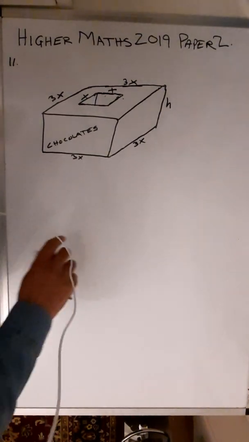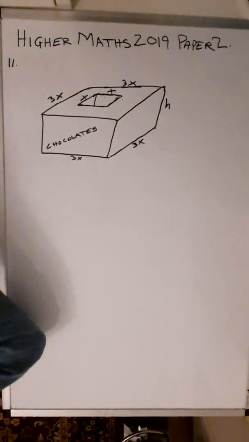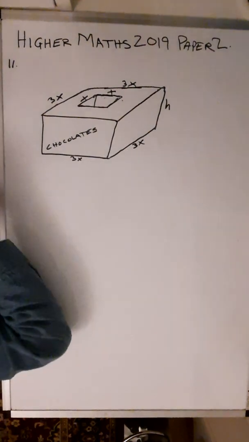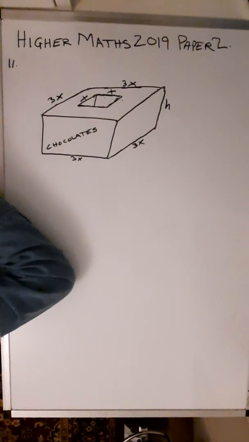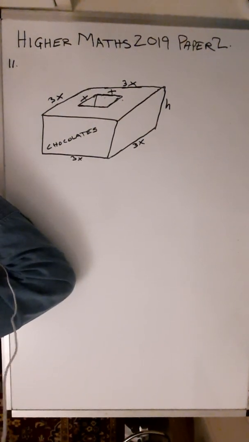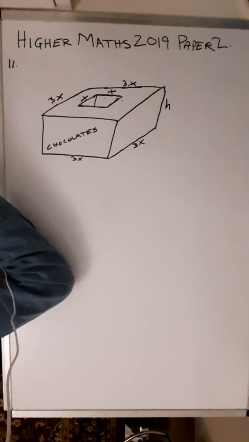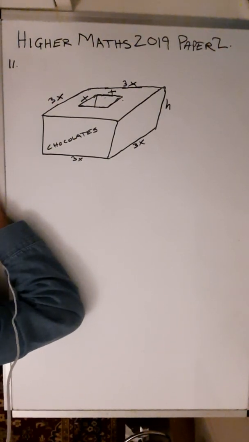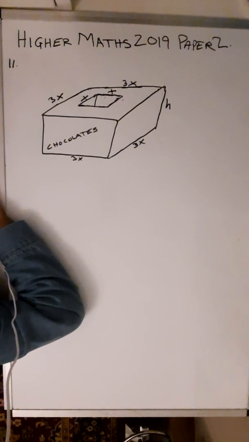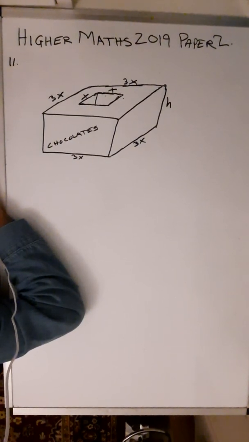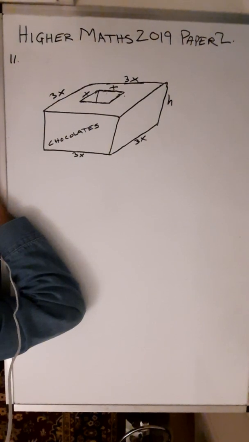March 2019, paper 2, question 11. A manufacturer of chocolates is launching a new product in a novelty-shaped cardboard box. The box is a cuboid with a cuboid-shaped tunnel through it. The height of the box is 8 centimeters.